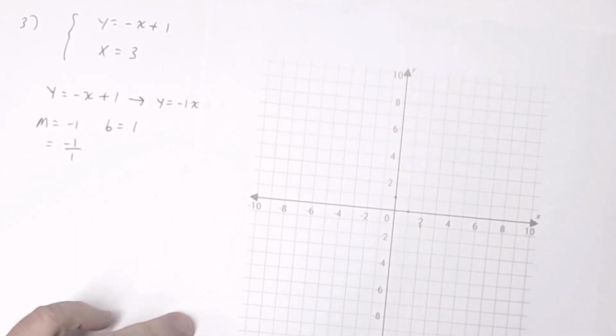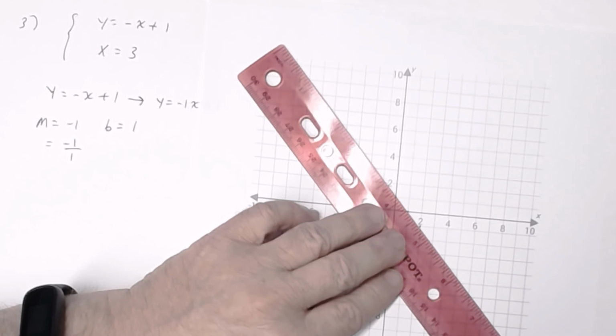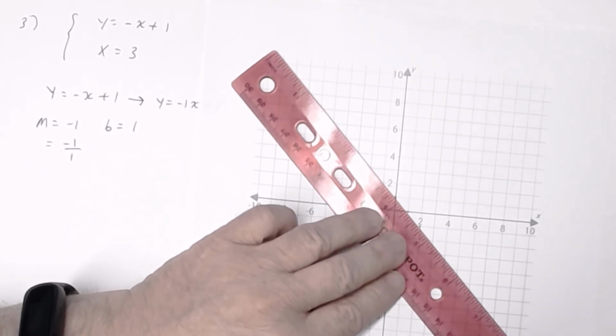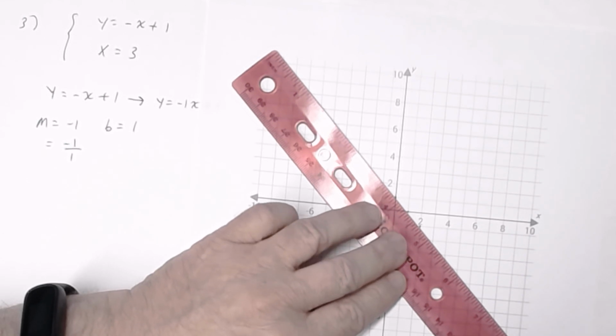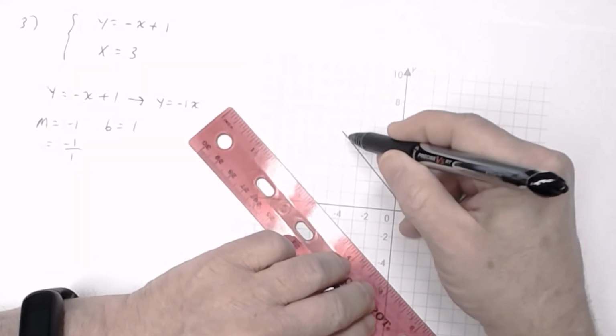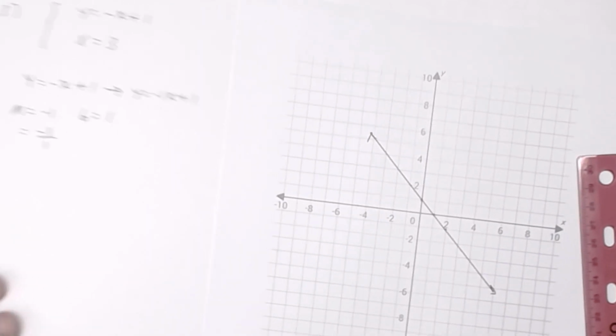All right. So always try and use 3 points. That way you know that when you draw your line, it has to go through those 3 points, and it'll give you a more accurate drawing. All right, so I have this. Okay, now let's talk about this one, x equals 3.